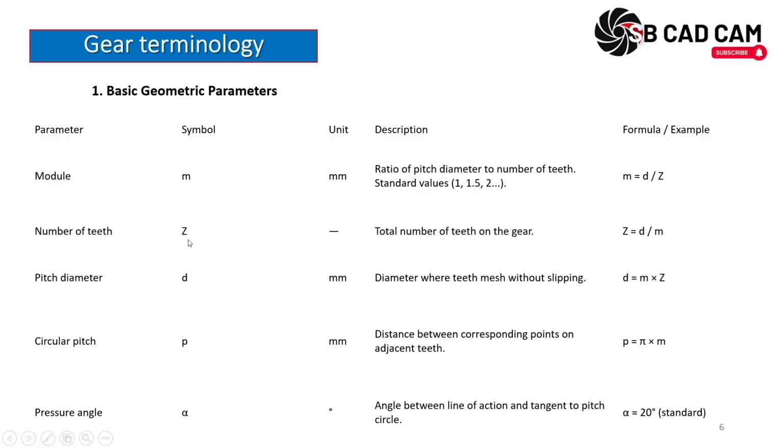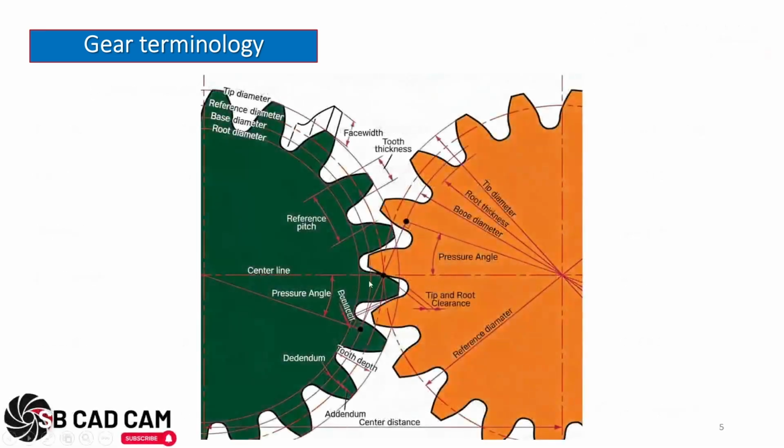We have the number of teeth, as said. We can count them, or we can use this law to calculate it. This is the important thing that I have shown you: the pitch diameter, the diameter where the teeth mesh without slipping. So it is here, the reference diameter or the pitch diameter.